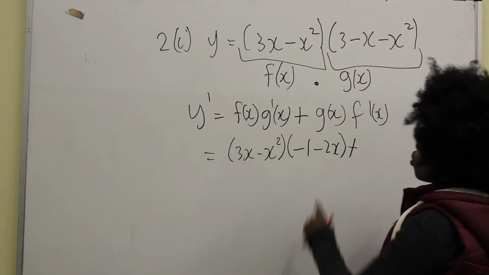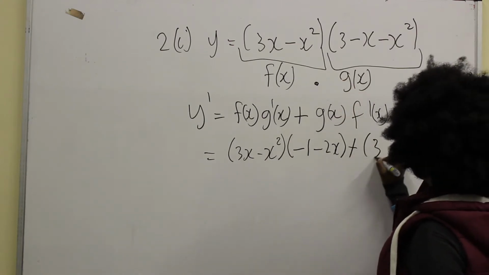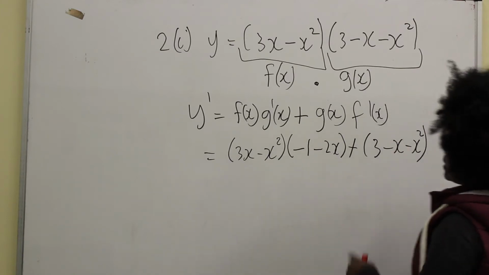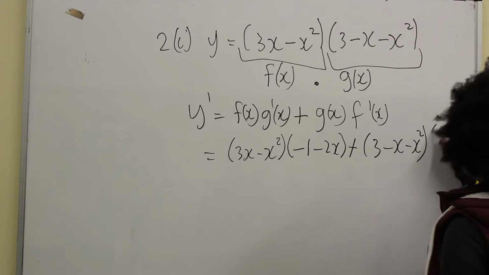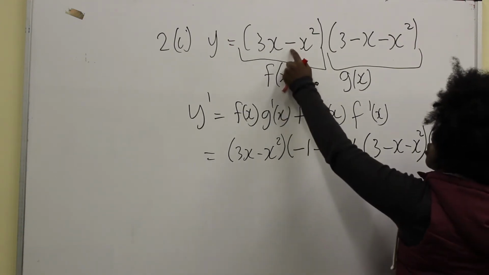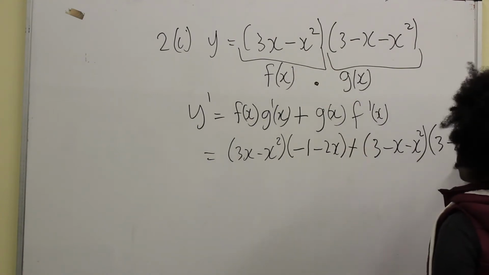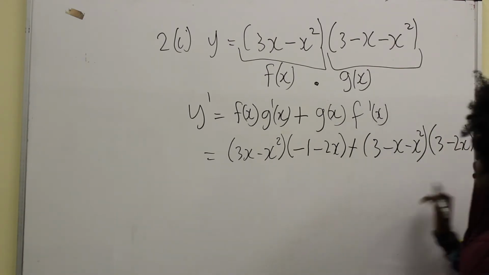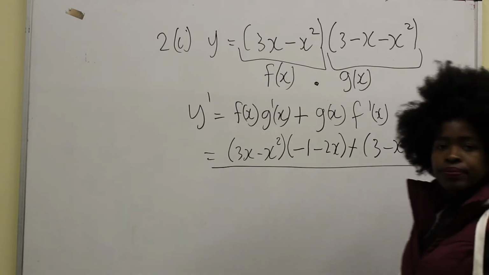Plus, now I keep g of x, so I keep 3 minus x minus x squared, and then I differentiate f of x. The derivative of 3x is 3, and the derivative of minus x squared is minus 2x. I can leave it like this because this is my answer. Thank you.